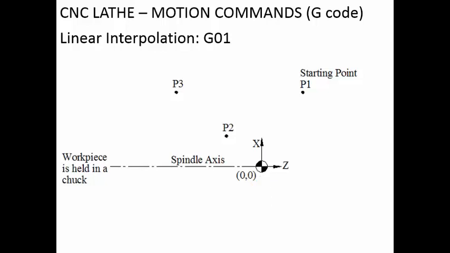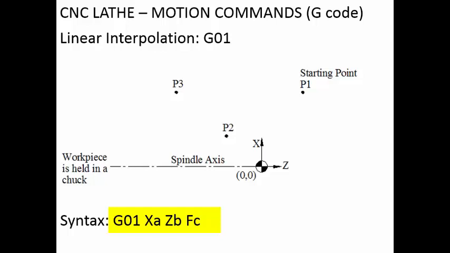Now say the tool is at point P1. So the tool is already present at the point P1. Now if we want to move the tool to any other point, say P2 or P3 along a straight line, then we will use the linear interpolation. So the syntax will be G01, that is the G code for the linear interpolation. Then we have to specify to which point the tool has to move. So X A, Z B. Here A represents the X coordinate and B represents the Z coordinate. Then F C, here C represents the feed rate at which the tool has to move.